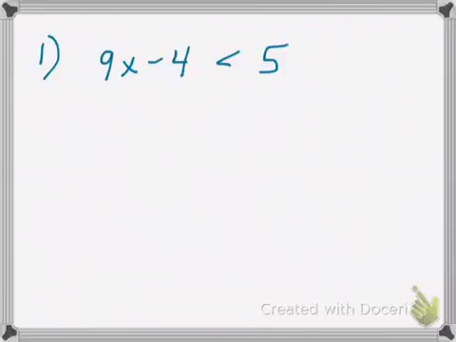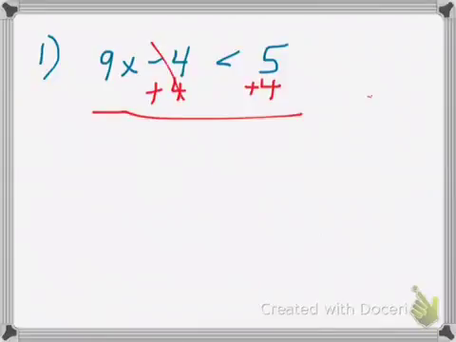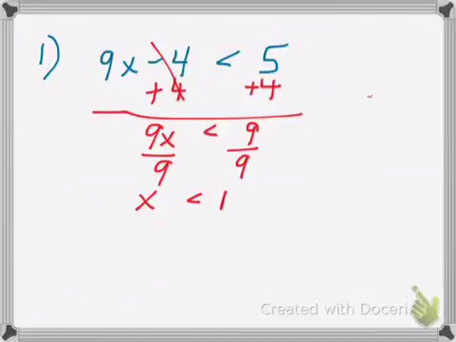So let's see how you did with number 1. 9x minus 4 is less than 5. So get rid of my constant. I add 4 to both sides. On my left side I have 9x, bring down my inequality symbol, 5 plus 4 is 9, divide both sides by 9, and I get x is less than 1.